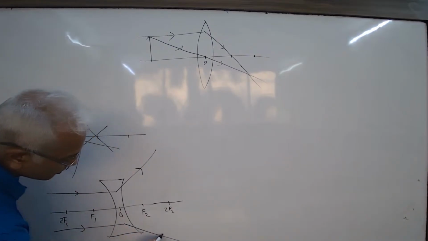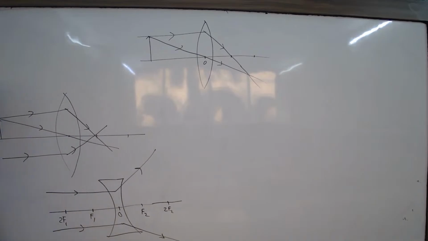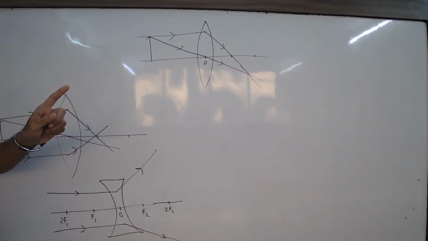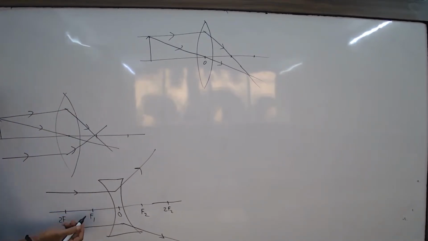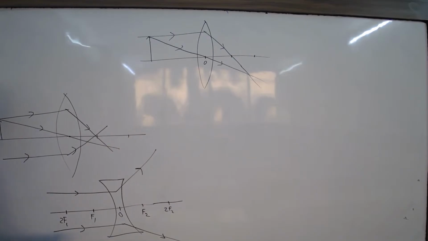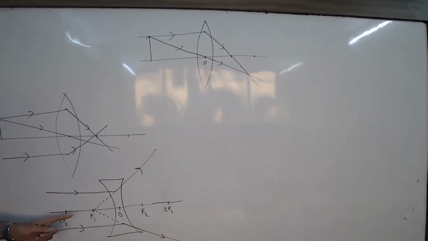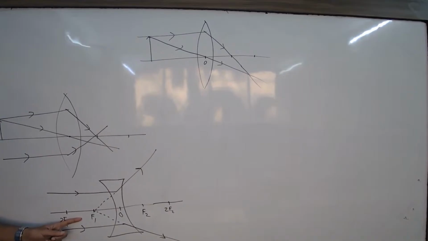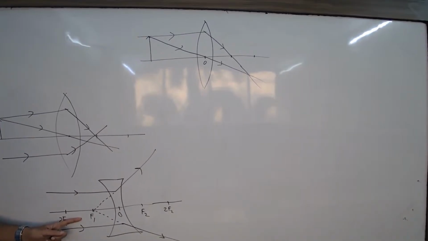अब इसमें कैसे इमेज बनेगी? रेज डाइवर्ज हो रहा है, ठीक है? Whenever rays are diverging, that time what you are supposed to do? You have to extend it backwards. In this situation, the image is called virtual image.